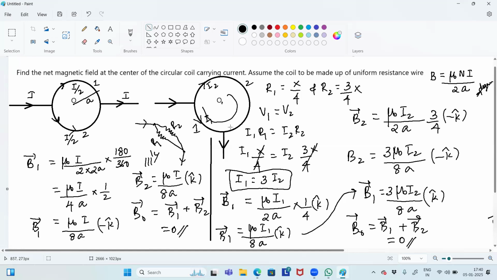So final conclusion: the net magnetic field will be 0 at the center, whether it is a 180-degree arc, or a 90-degree and a 270-degree arc, or any way you divide the circle into two pieces. If it's uniform resistance, the net magnetic field will be 0 because they compensate each other by increasing the current or decreasing the current.